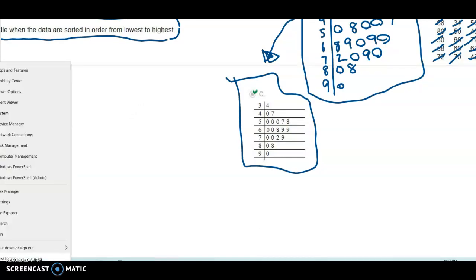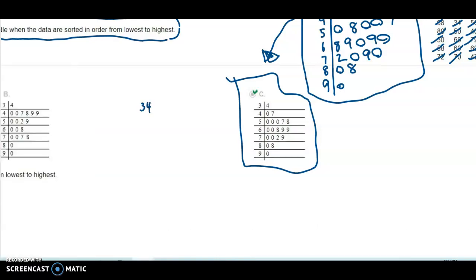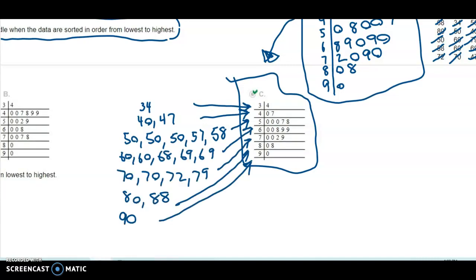So I see I have 3, 4. That represents the number 34. Then I have 40 and 47. And then I have 50, 50, 50, 57, and then 58. That's what I get from the third line, the second line, and the first line. And let me write out the rest of them for you. Here you can see all the numbers from the stem and leaf plot written out in order. And there are 20 numbers when you count them through.